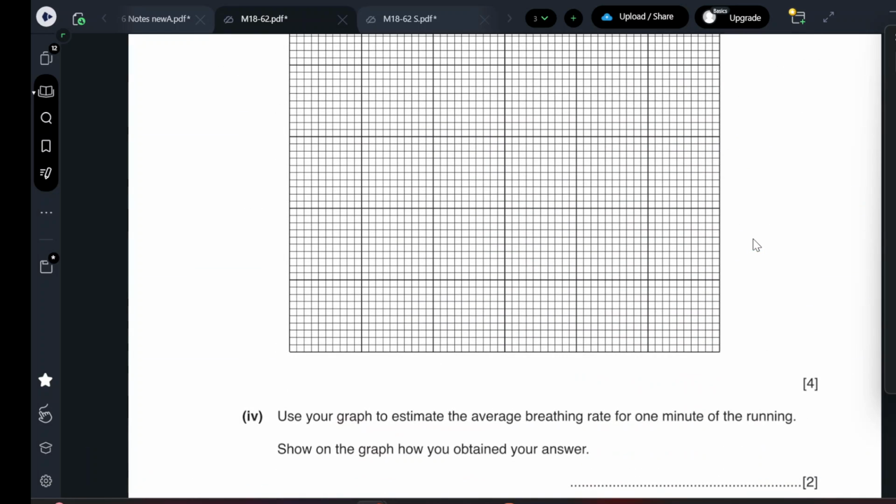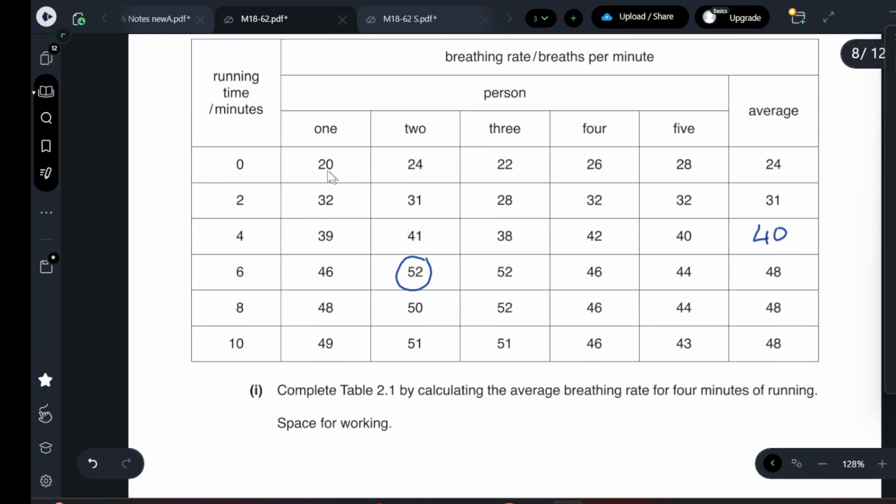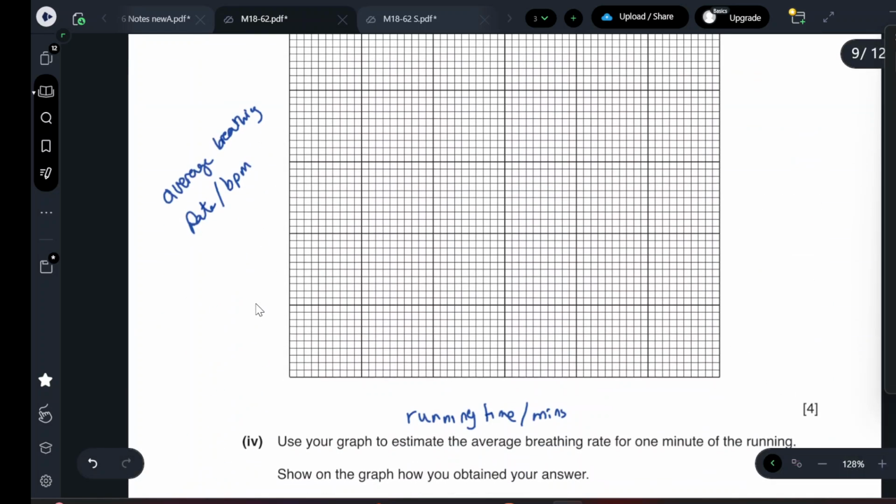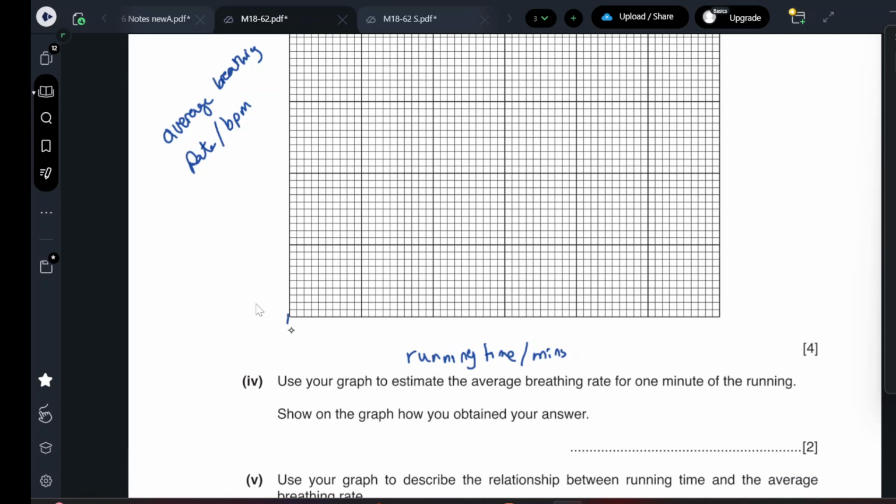The first thing to do is to put the labels. Here I will write running time, and on the y-axis /minutes, you have to write the unit. On the y-axis, I will write average breathing rate, BPM, breathing rate /BPM, breaths per minute. Okay? And then you will start putting your scale. If the numbers are continuous, 0, 2, 4, 6, 8, 10, with equal difference between them, then you can put them as they are, 0, 2, 4, 6, 8, 10.